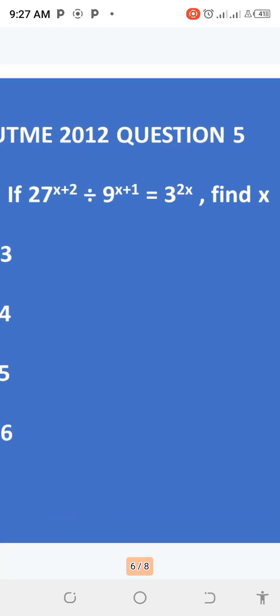This question is taking division of indices, and we know how to divide indices or multiply indices. So let's go. First of all, we reduce all the bases to base 3, because 27 is a power of 3, and 9 is also a power of 3. So we reduce them to the base 3.